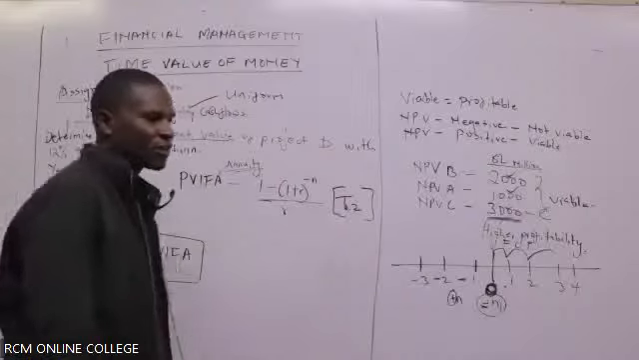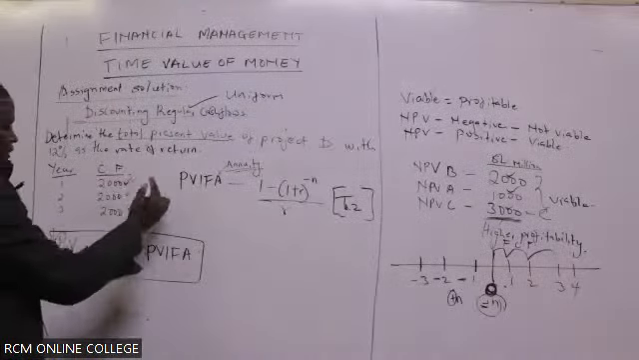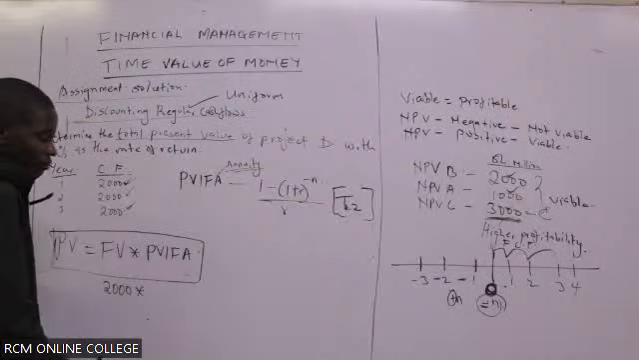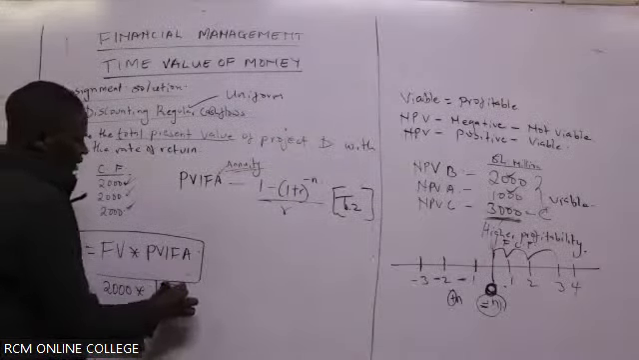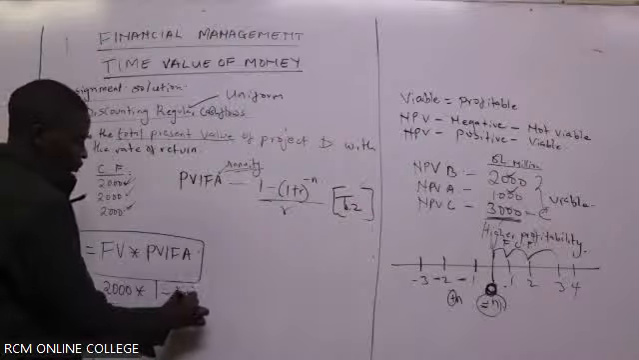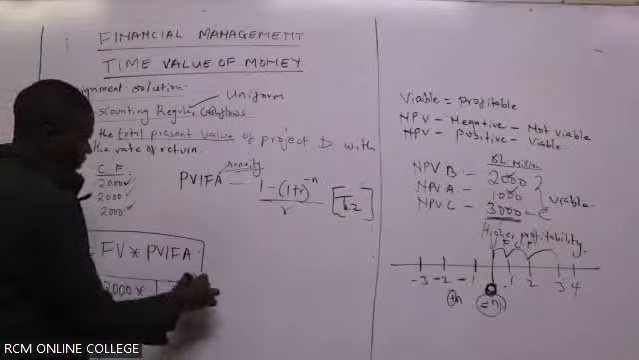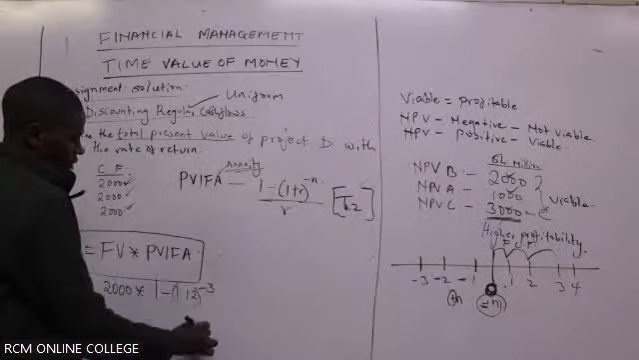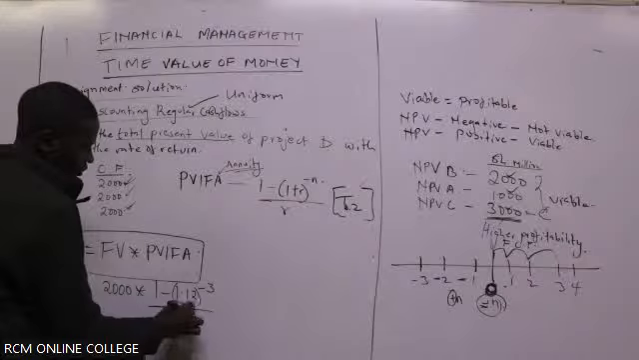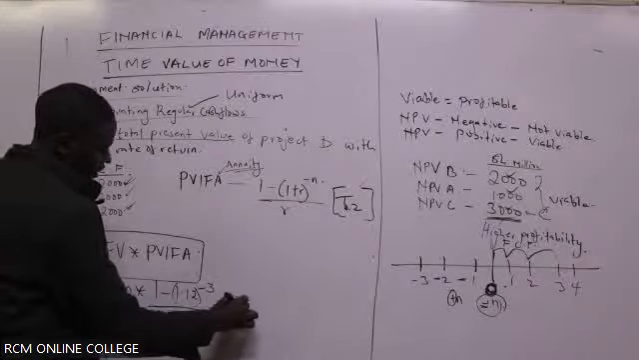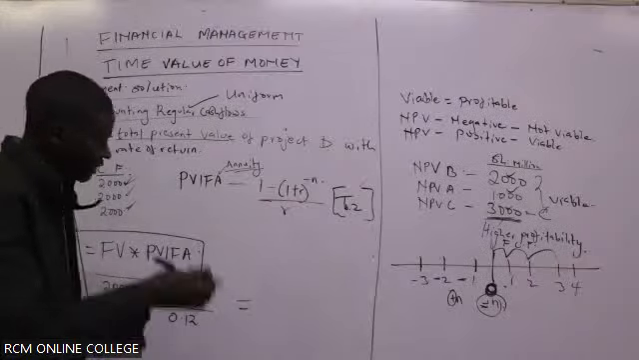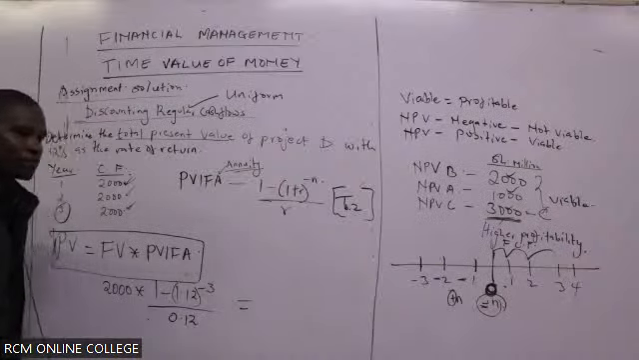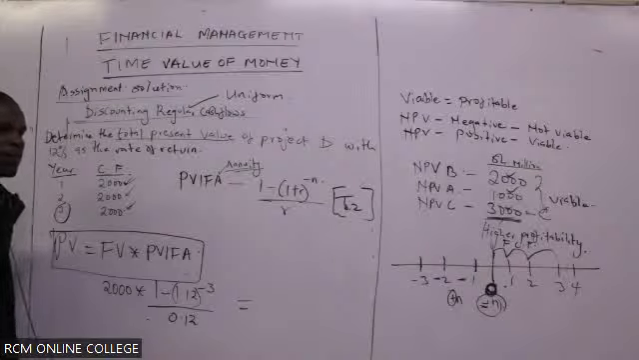It is 2000 times PVFA. PVFA will be 1 minus 1.12 raised to the power negative 3, taking all the years, then this divided by 0.12. Whatever you get there will be the present value. Now, somebody to give us the present value for this.